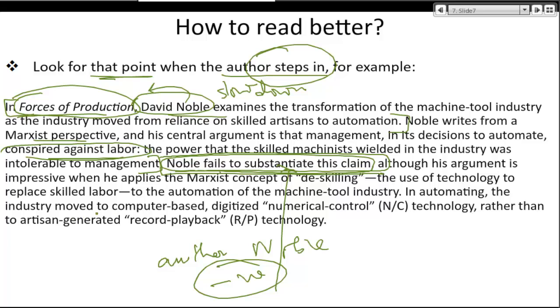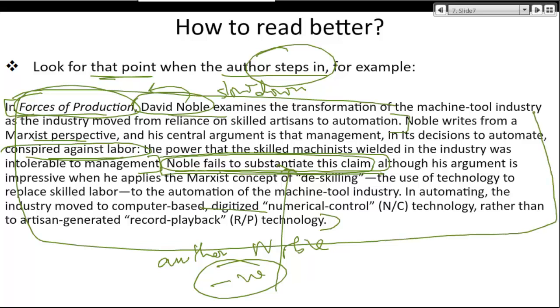In automating, the industry moved from this to that. Okay, fine. So whatever it is. What is the gist of this entire paragraph? That Mr. David Noble wrote a book, and in that book, he argues from a Marxist perspective, saying that the management has conspired against labor, but he has failed to substantiate that claim. This is precisely what is happening in the entire paragraph.